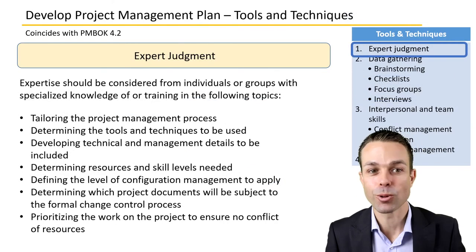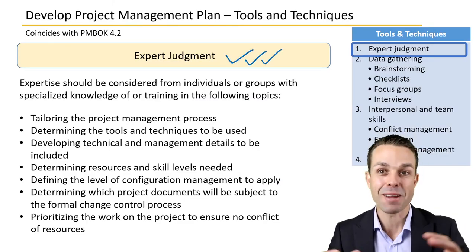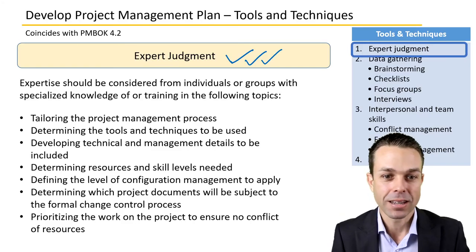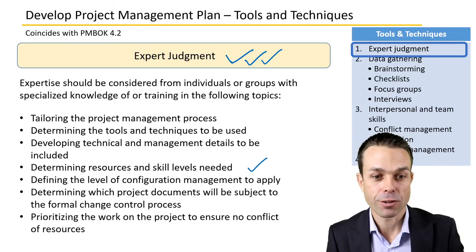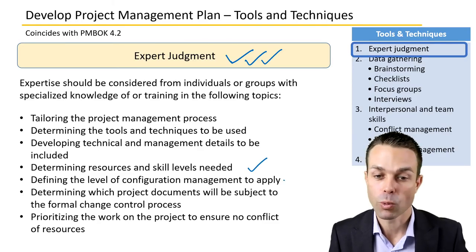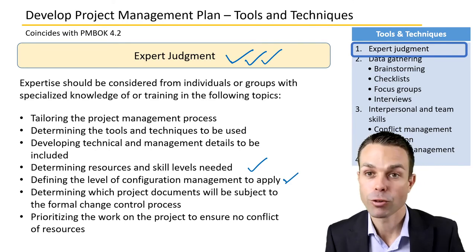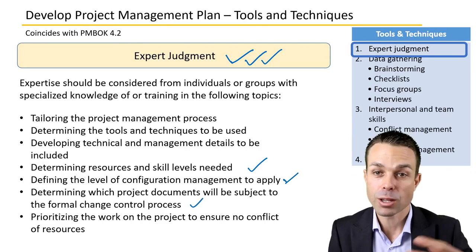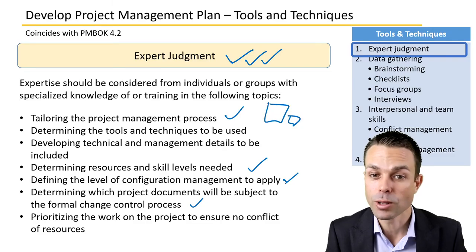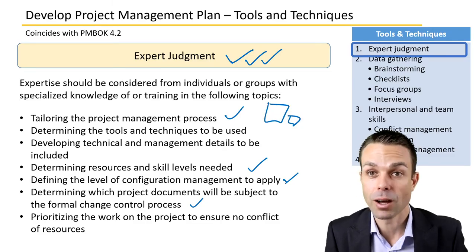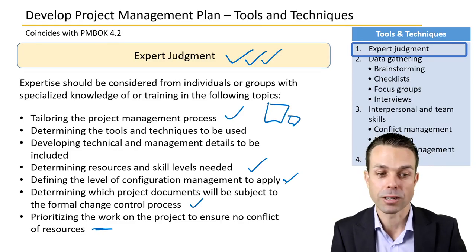Tools and techniques for developing the project management plan. We'll need our expert judgment from the various experts in the various areas. And this might be things like determining the resources and skill levels that are needed, defining the level of configuration management, so what documents will be baselined, determining which project documents will be subject to formal change control, tailoring the project management processes. So is it going to be a big project or a small project? Do we only need a few of the project management processes, not all of them? And prioritizing the work on the project to ensure that there is no conflict of resources.